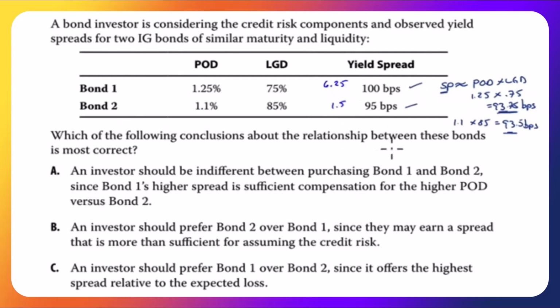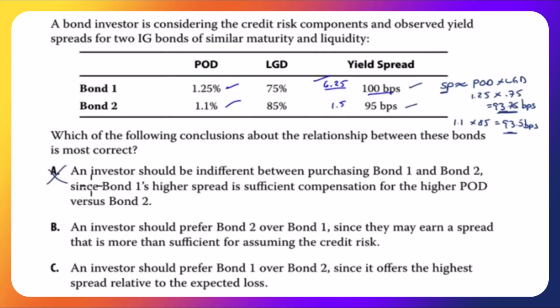Which of the following conclusions about the relationship between the bonds is most correct? An investor should be indifferent between purchasing bond 1 and bond 2, since bond 1's higher spread is sufficient compensation for the higher probability of default versus bond 2. We do have a higher probability of default, but we should not be indifferent. We get a better total yield here, 100 basis points, a better total spread, and better amount of the spread that is excess above what we would calculate that we would need.